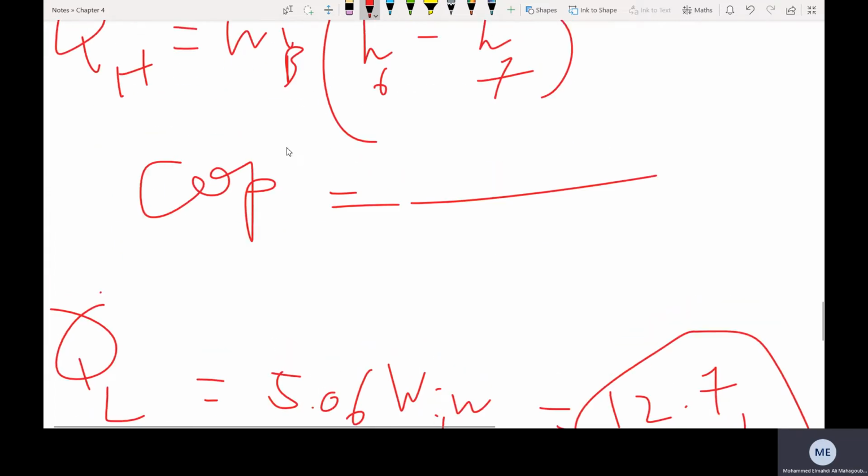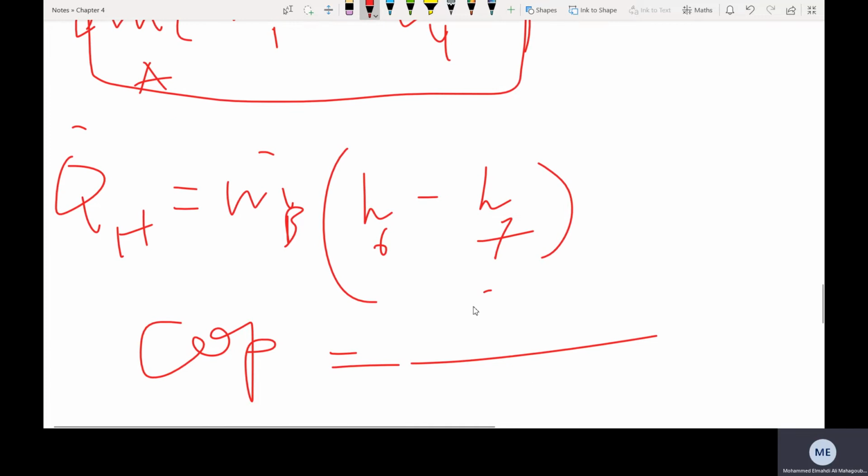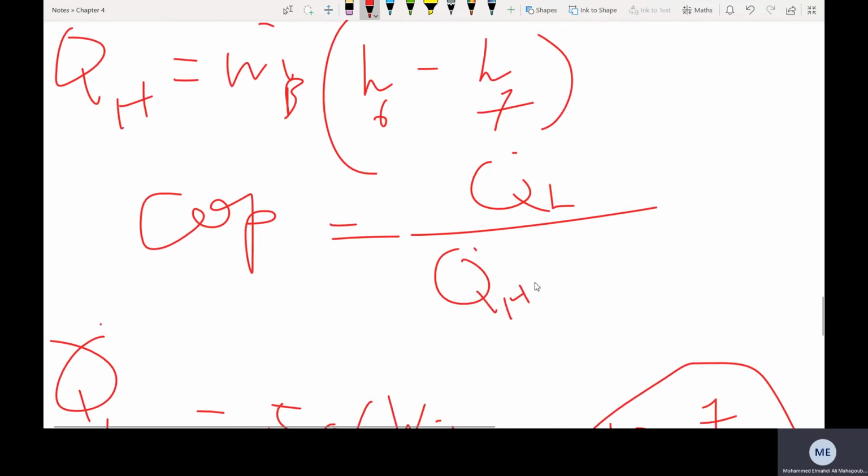Okay, now in this case, using Q dot H and Q dot L will be easier. So Q dot L over Q dot H minus Q dot L. Okay, that's our end goal, to calculate the COP of this refrigeration cycle.